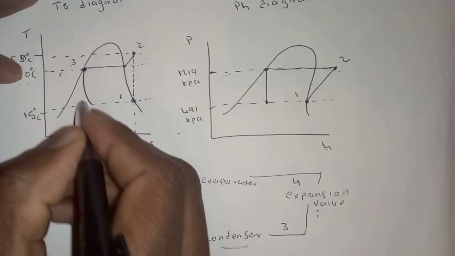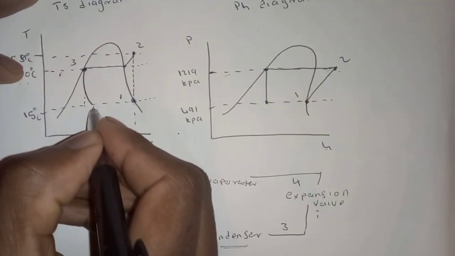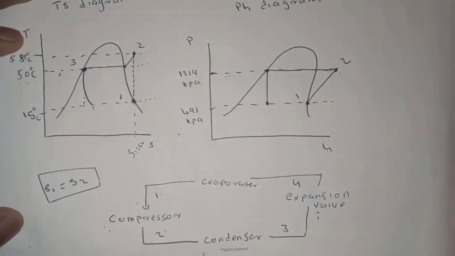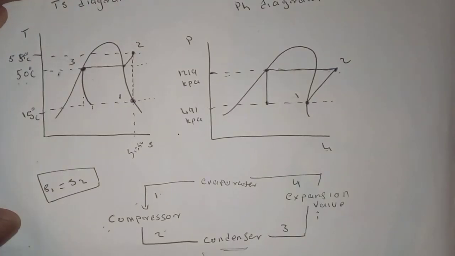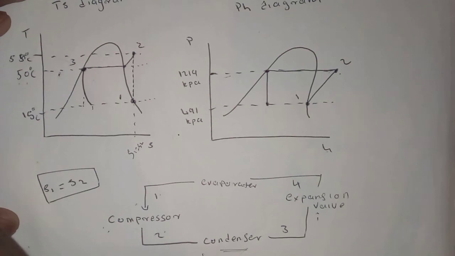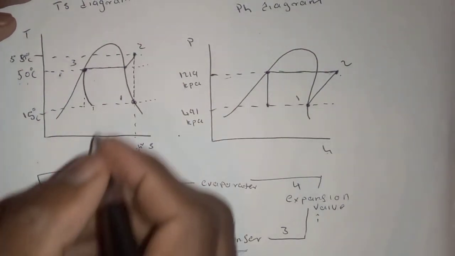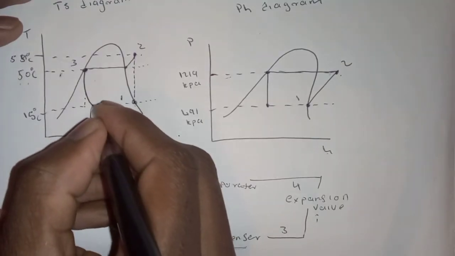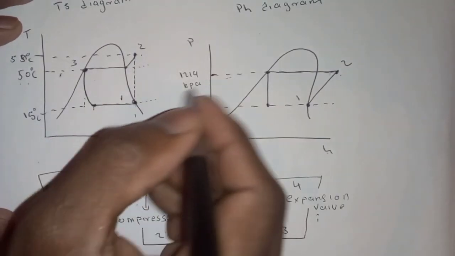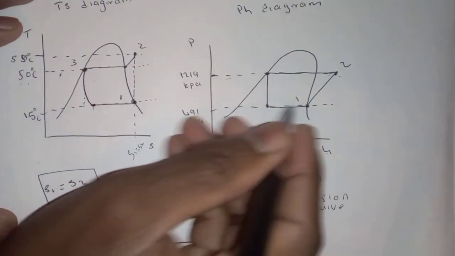Notice that the entropy is increasing from this point to this point. Why? It is because there is expansion. Remember, entropy is the measure of disorder. When the refrigerant is expanding, what happens to the particles within it? And then from here to here, we just join.